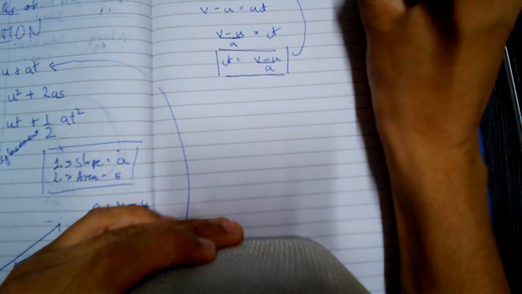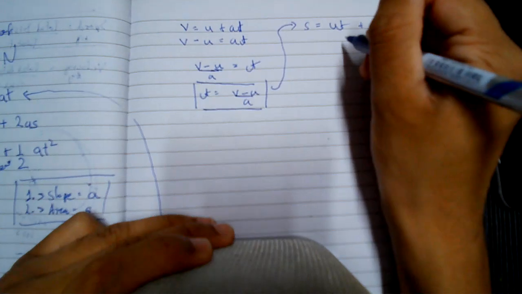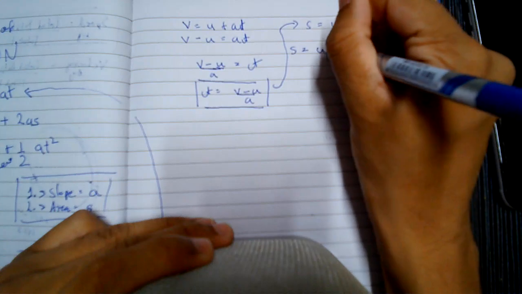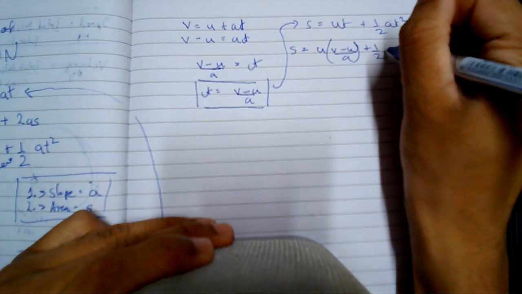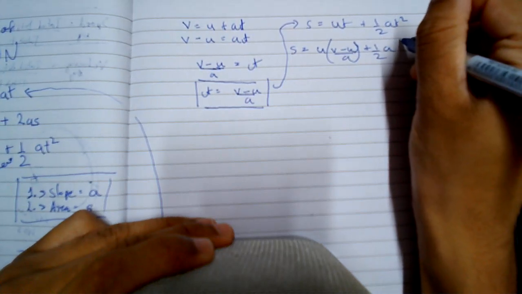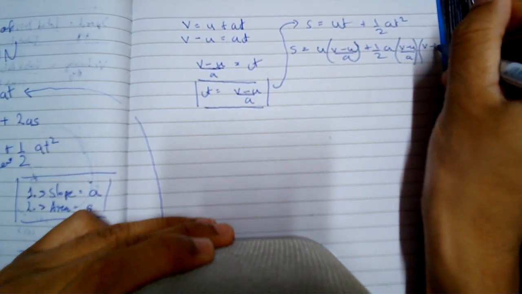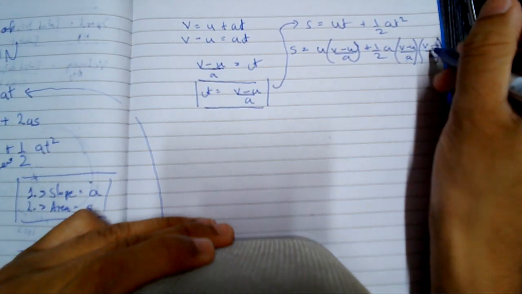Which one? s is equal to ut plus half at squared. Okay, so s is equal to u into v minus u over a, plus half a into v minus u over a into v minus u over a, because it's t squared, so it's t into t, right? t into t.